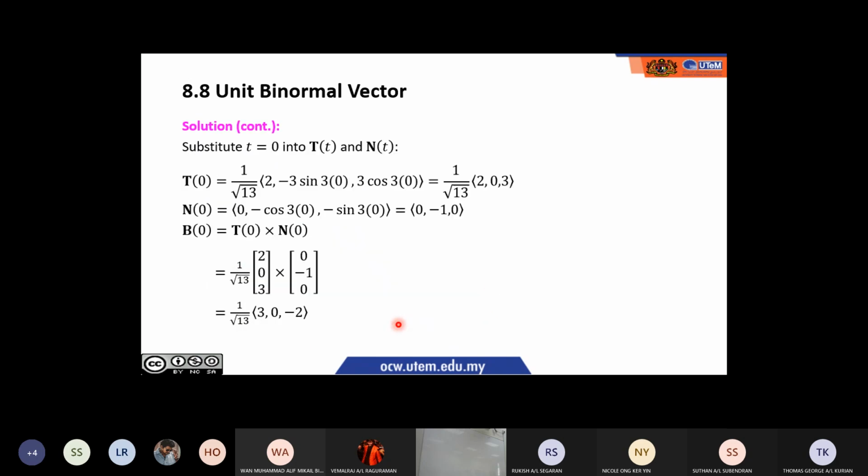And finally T cross N. For this one, you can either find the cross product and then substitute t by 0, or you substitute 0 into T and N, then find the cross product. You get the same result. So see, we can just leave the constant outside and find the cross product of this.